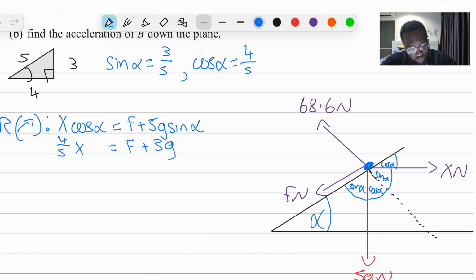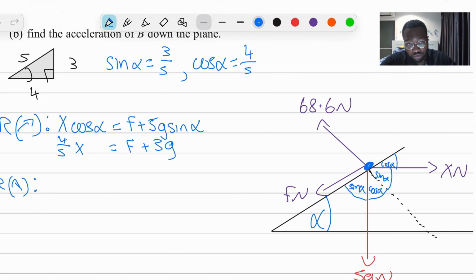Okay, and for now, we can leave it at that. That's all we can do with that. So we know that resolving in that direction, we get 4/5x is equal to F plus 3G, okay? So now let's look at resolving in this direction here, the northwest direction, okay? So this is where we have the normal reaction.